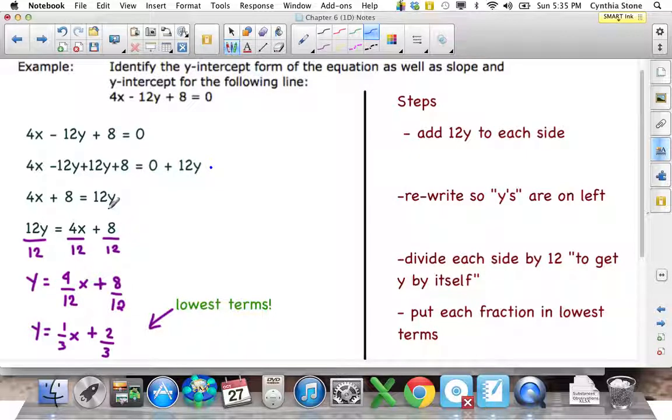And then, so I just wanted my y's on the left. And then I divided each term. Remember, a term is just one piece separated by plus or minus signs. Okay, so each of these are terms. One term, one term, one term. Each term by 12. And I end up with y equals 4 over 12x plus 8 over 12.